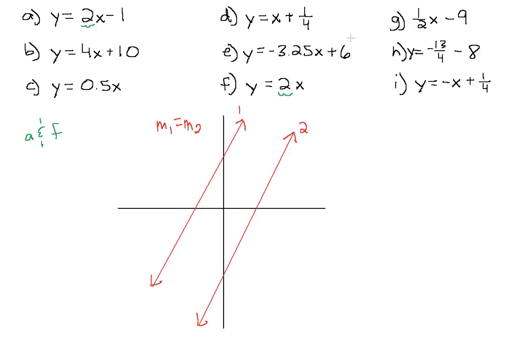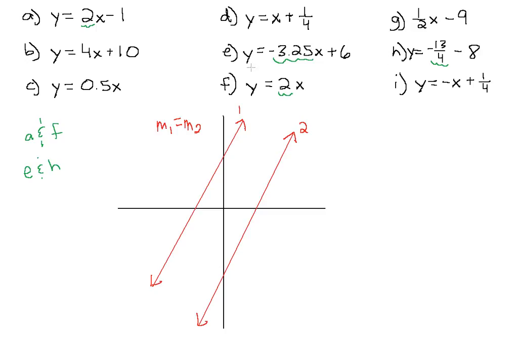Let's see if we can find another one. Well, we have one right here. We have minus 3.25 and minus 13 over 4. 13 over 4 is the same as 3.25. So we can say that E and H are parallel. Okay, it doesn't matter if one's in decimal form and one's in fraction form. The values are equivalent, so their slopes are equivalent. That means these two lines are parallel.